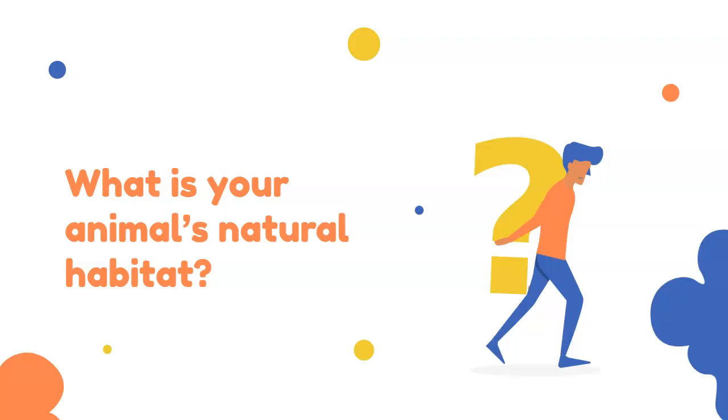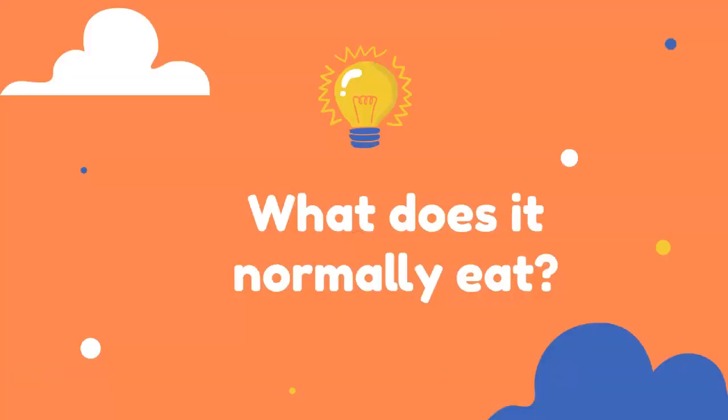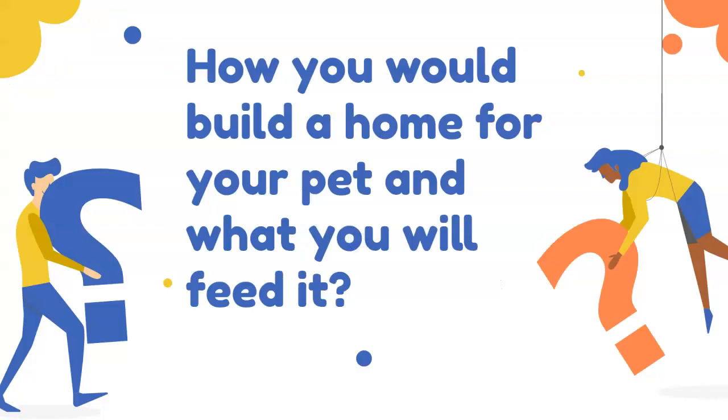So just remember, when you finish all of those activities, you're going to go back to your research. Tell us, what is your animal's natural habitat? What does your animal normally eat? How would you build a home for your pet? And what will you need to feed it? Okay. All of these assignments are on Google Classroom. I will post on my eClass page with the link to the different activities.